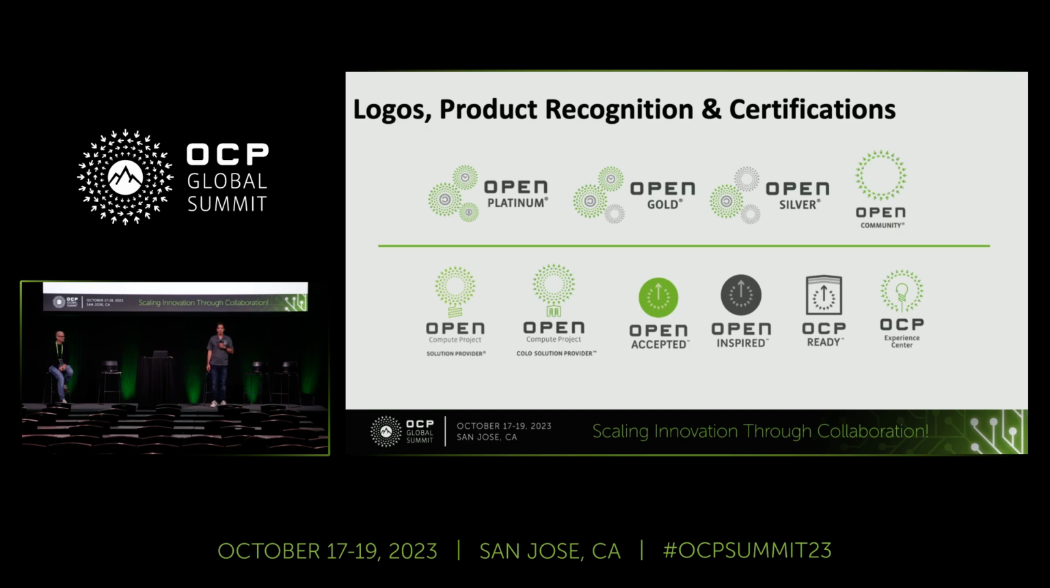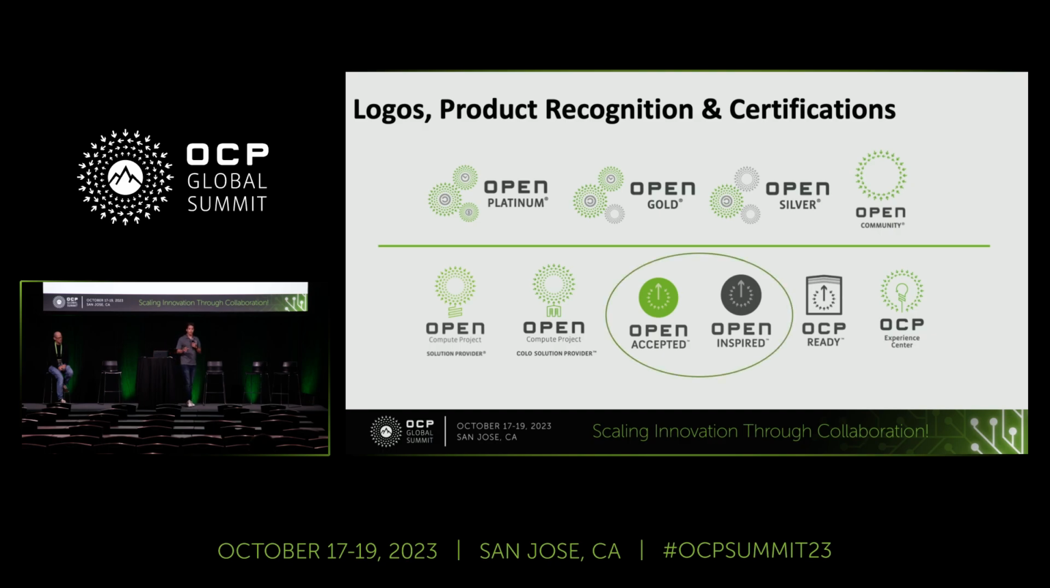Okay, so maybe you've seen some of these logos before, or maybe if you're new to Global Summit, you're seeing some of these for the first time. The top are logos around our member companies. So there's Open Platinum, Gold, Silver, and the Open Community, which are our largest category. And then below the line are products and services that are in the OCP ecosystem. Solution provider, Colo solution provider, the two I mentioned before, Open Accepted and Open Inspired, OCP Ready, which is part of our Colo program, and OCP Experience Center.